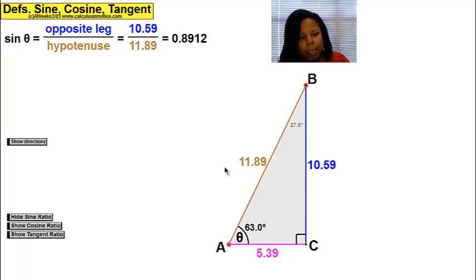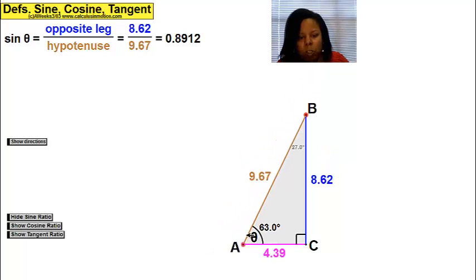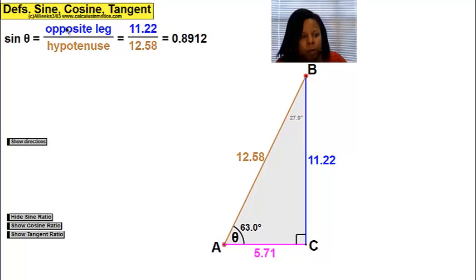As we can see, the value of that ratio is 0.8912. Well, as I change the size of the triangle, it's still similar to the others, so for the opposite leg over the hypotenuse, the values of these lengths change, but the ratio stays the same, which makes sense because all these triangles are similar to one another, which means their corresponding side lengths are proportional, which means this ratio should not change in value. The ratio is going to be the same.